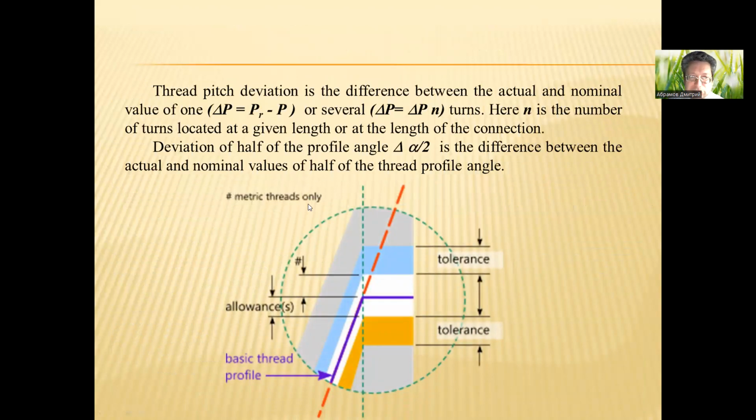Thread pitch deviation is the difference between the actual and nominal value of one or several turns. Here, n is the number of turns located at a given length or at the length of the connection. Deviation of half of the profile angle, alpha divided by 2, is the difference between the actual and nominal values of half of the threaded profile angle.